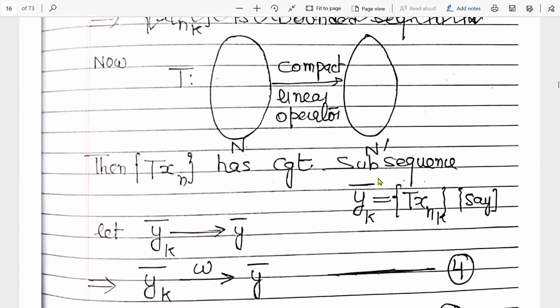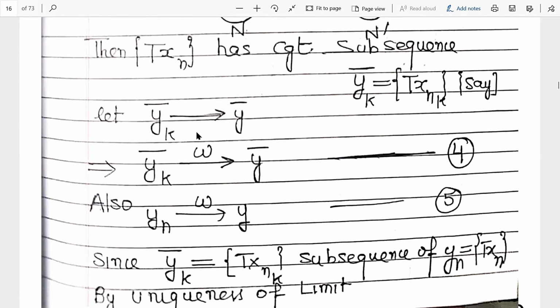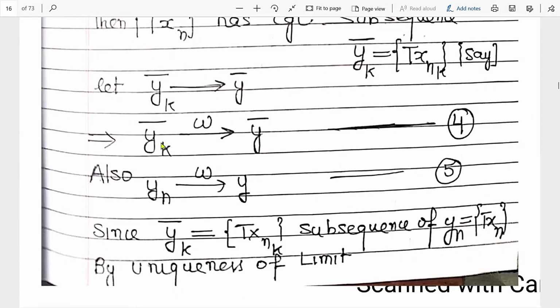Suppose we say that yk bar, that is Txnk, converges to y bar. Clear? Now, if yk bar is convergent, it is again convergent to y bar. So yk bar is weakly convergent to y bar, and yn is weakly convergent to y. So it is a subsequence of this.